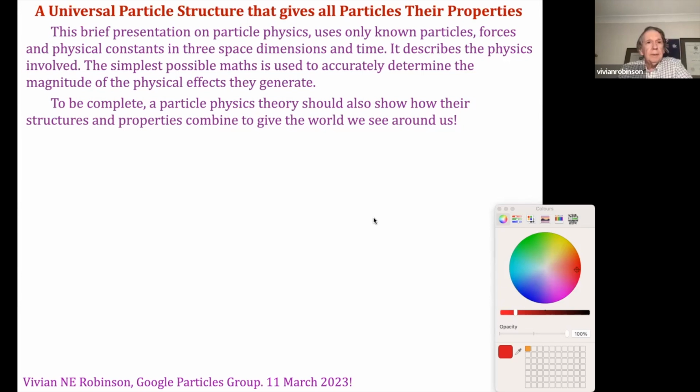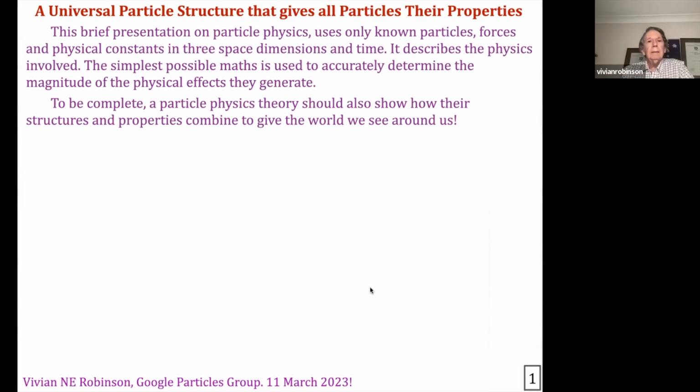It describes the physics involved and then uses what I call the simplest possible maths to accurately determine the magnitude of the physical effect that they generate. Now, I suggest that to be complete, a particle physics theory should also show how their structures and properties combine to give the world we see around us.